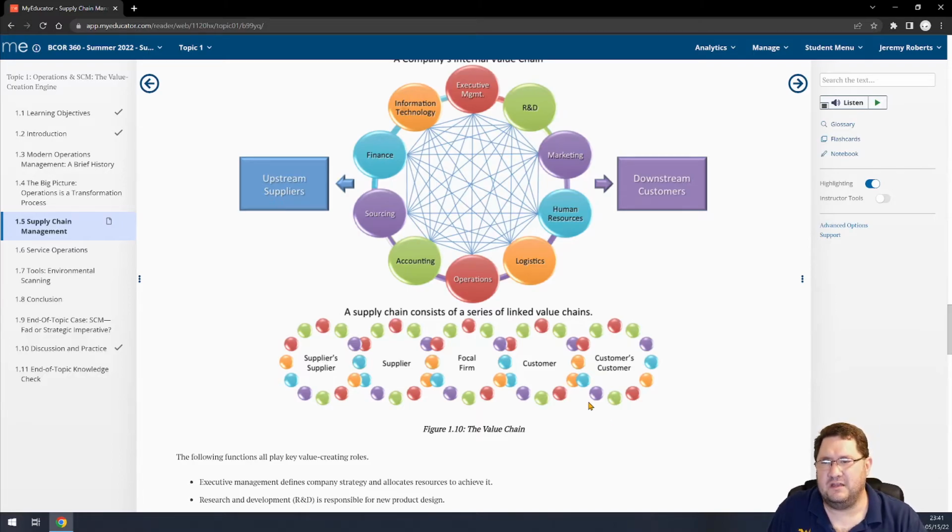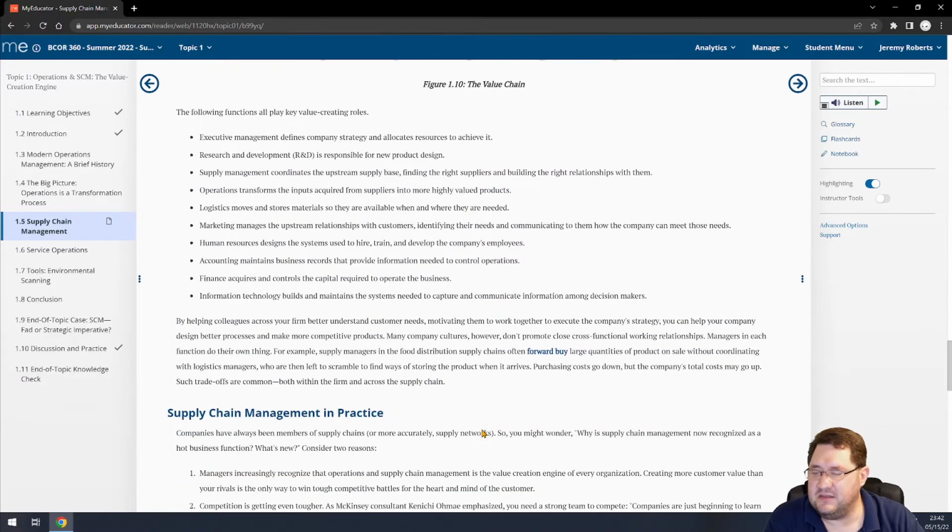So it's kind of like I was mentioning earlier. Our focal firm is in the middle, then we have our upstream and downstream. So that's the value chain. Every company has their own unique way of creating value. They're creating value for the customer next down, but also they have to create value for their supplier too. So just a couple ways to think about that.